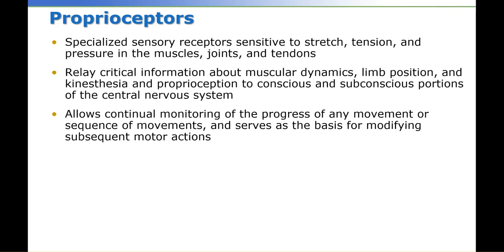Proprioceptors. These are receptors to stretch, tension, and pressure. Specialized sensors that are in the muscles and the joints and tendons. They relay critical information about muscular dynamics, limb position, and kinesthesia, human movement, and proprioception to conscious and subconscious portions of the CNS. They allow continual monitoring of the progress of any movement or sequence of movements and serve as the basis for modifying subsequent motor actions.